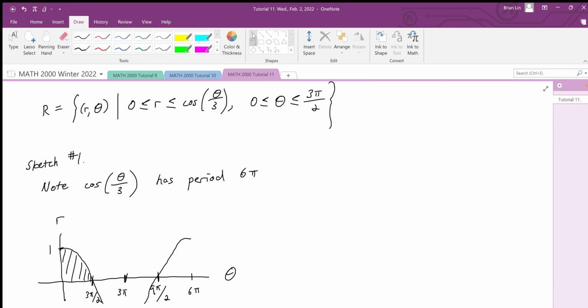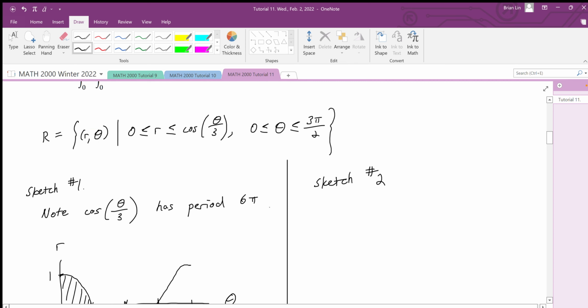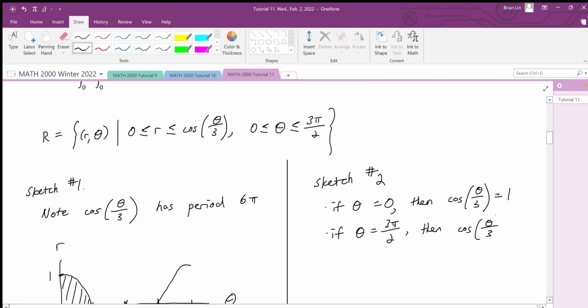Sketch number 2. So we observe if theta is equal to 0, then cosine of theta over 3, that's just 1. And if theta is equal to 3 pi over 2, then cosine of this, that's just cosine of pi over 2, that's 0.